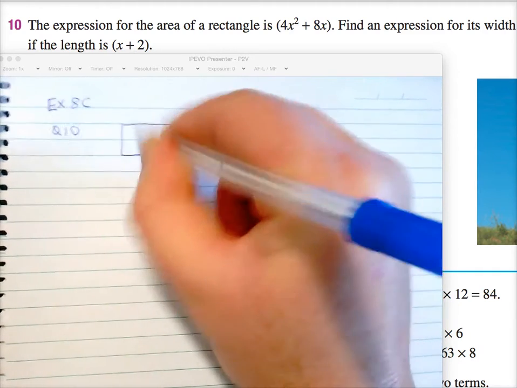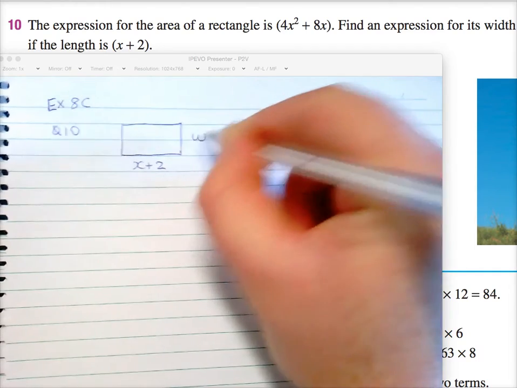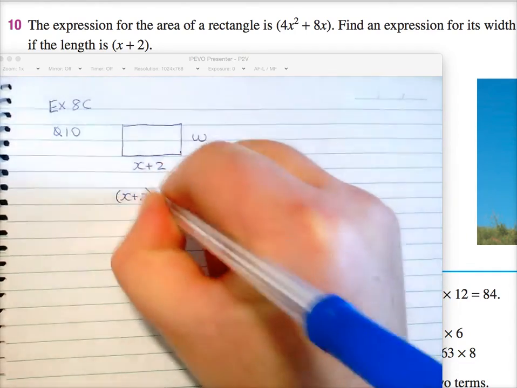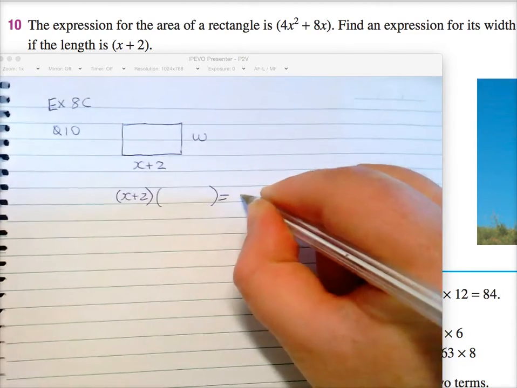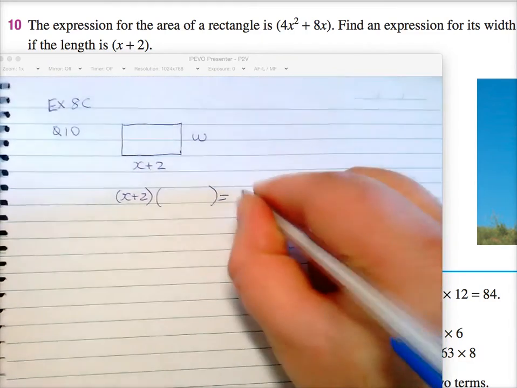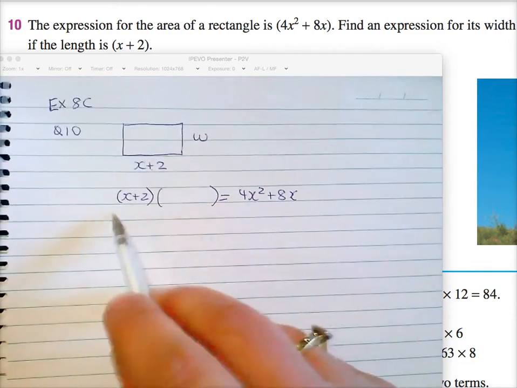So I'm going to draw a diagram. x plus 2 times whatever the width is. So basically, x plus 2 times something else, don't know what it is, equals what? So that times the width equals what? 4x squared plus 8x.